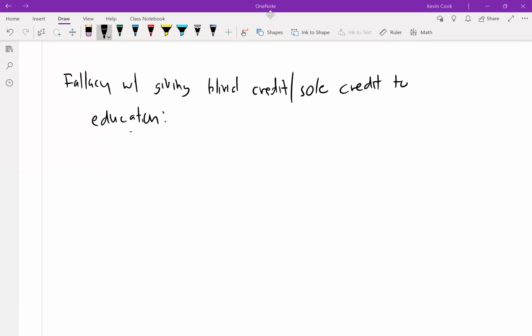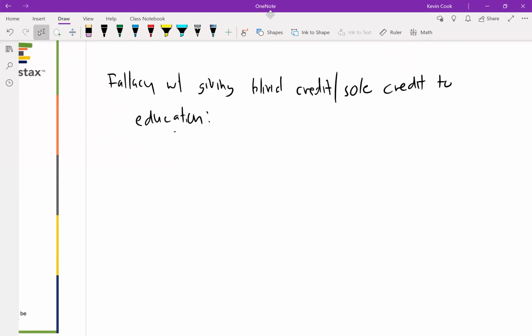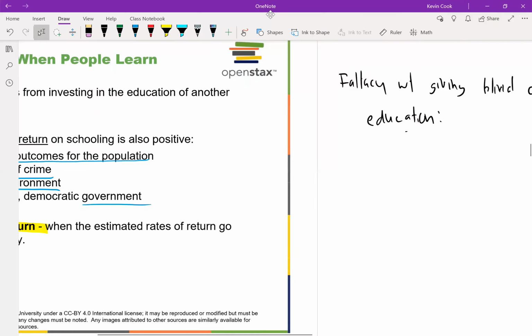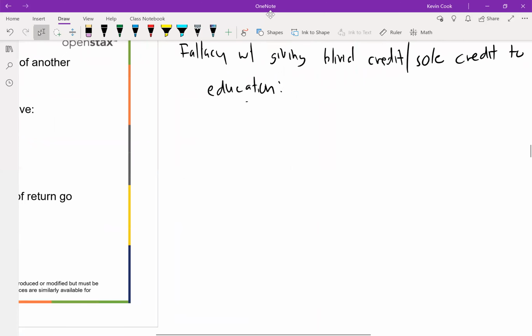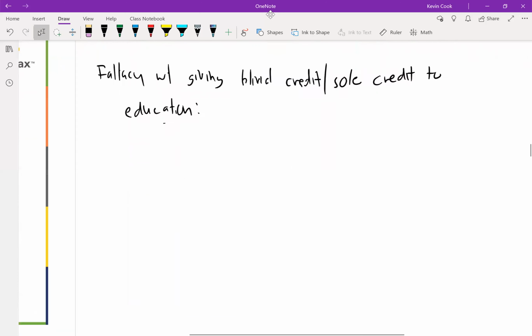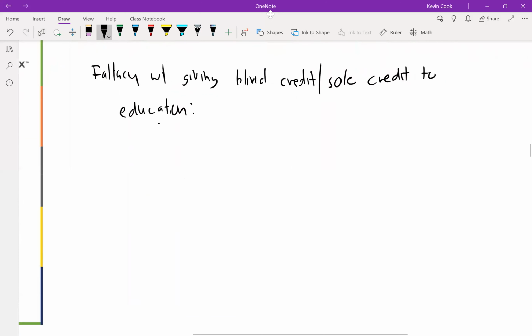And again, this is just more interesting. It's not testable or anything like that. This is something that's interesting to think about. So, fallacy with this blind credit. The first thing that we'll see, or a couple ideas. So I'm going to say potentially one, education is a product of a more developed society.